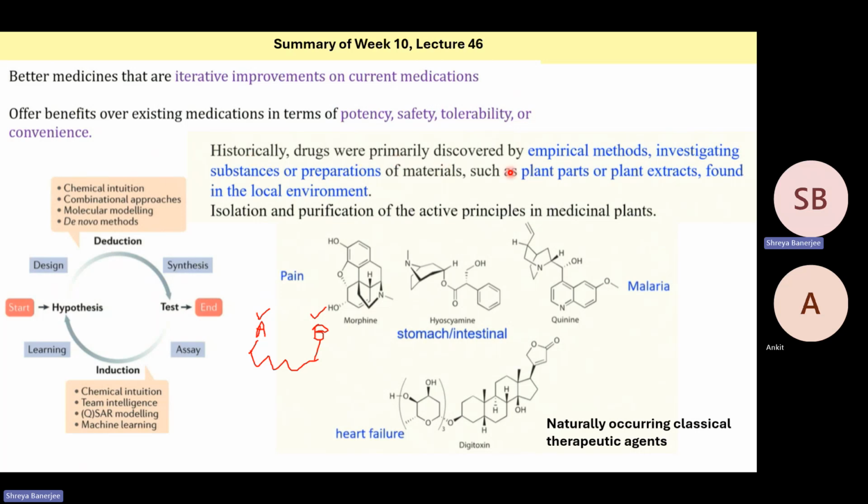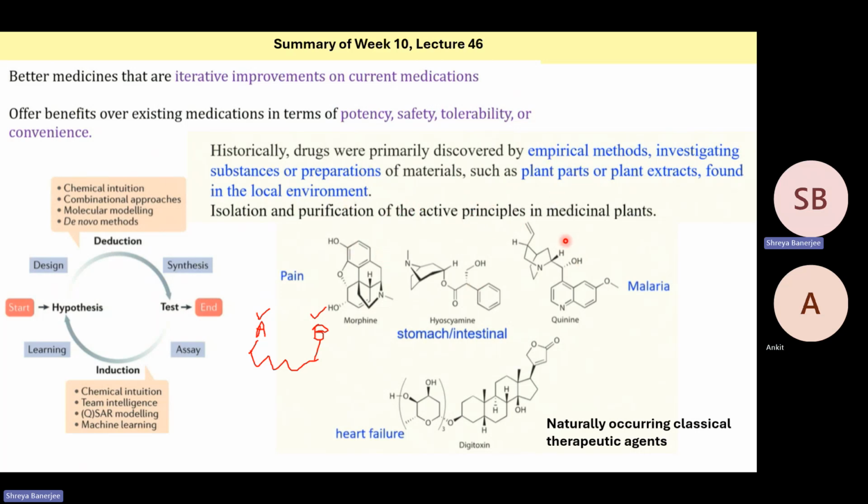Historically, drugs were primarily discovered by empirical methods investigating substance or preparations of materials such as plant parts or plant extracts found in the local environment. So as we know, before all these softwares and docking mechanisms and modelings were available, people learned from nature, and the initial medicines were all based on extracts of plants or animals. These extracts were isolated and purified in order to find out which is the active compound that is causing the effect.